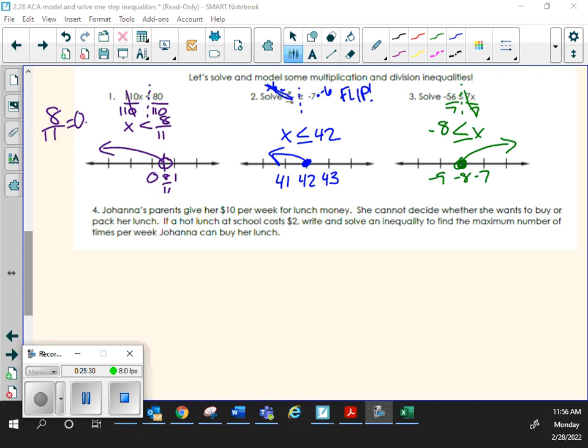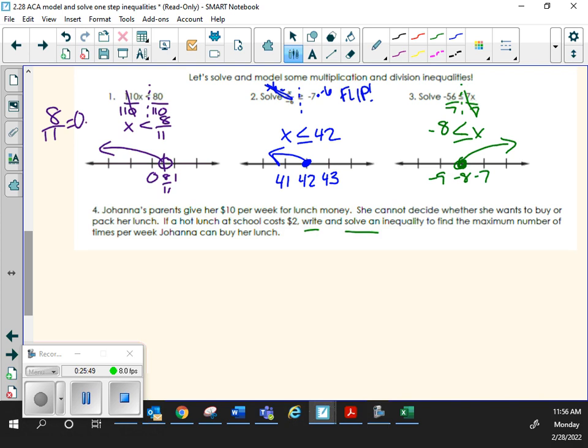Okay? And lastly, of course, a word problem we'll do real quickly. Joanna's parents gave her $10 per week for her lunch money. She cannot decide whether she wants to buy or pack her lunch. If a hot lunch at school costs $2, write and solve an inequality. So I need to write and I need to solve, to find the maximum number of times per week Joanna can buy her lunch.